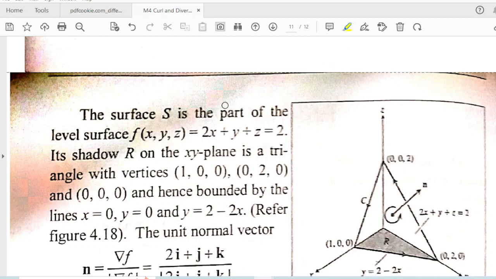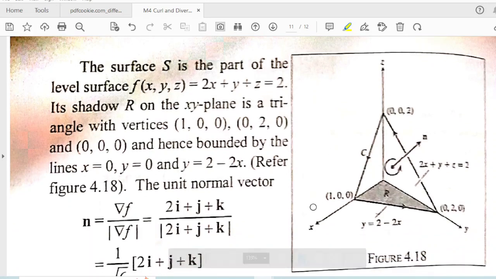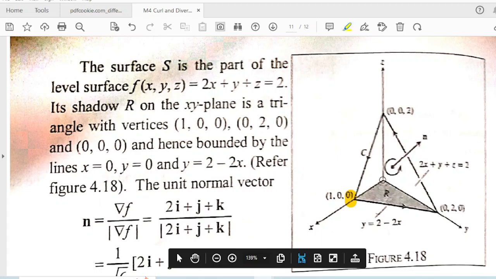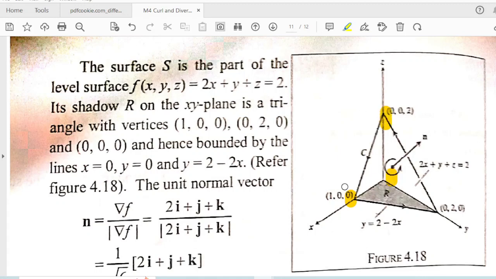So the surface S is the part of the level surface f, and this shadow R is in the xy plane, a triangle with vertices (1,0,0), (0,2,0) and (0,0,0). We are talking about the region joining these three points. And hence this region is bounded by x equal to 0, y equal to 0, and y equal to 2 minus 2x.